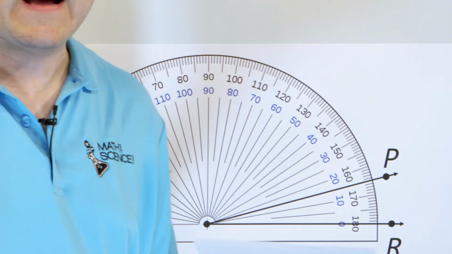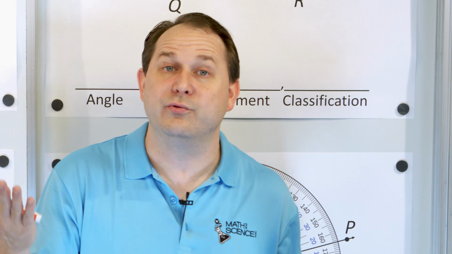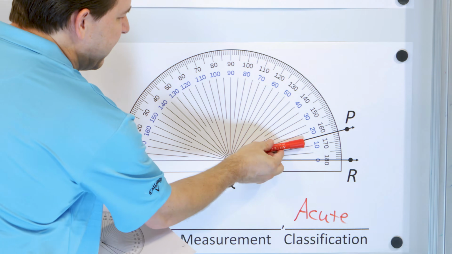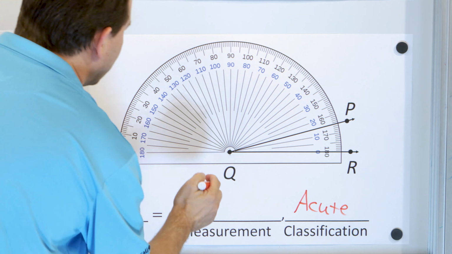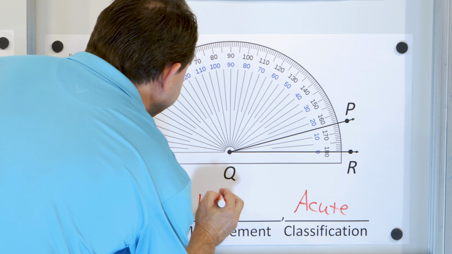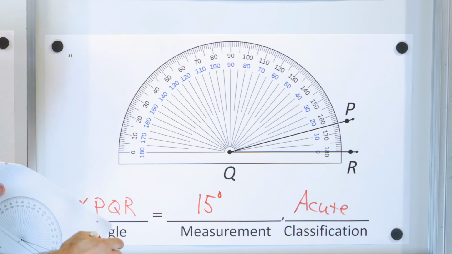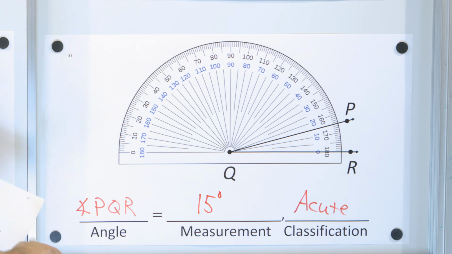But 165 is way bigger than 90. That's obtuse. We know this is not an obtuse angle. It's a very small angle. It has to be 15 degrees, right between 10 and 20. So we write down 15 degrees. And that's the final answer. So angle PQR at 15 degrees is an acute angle.